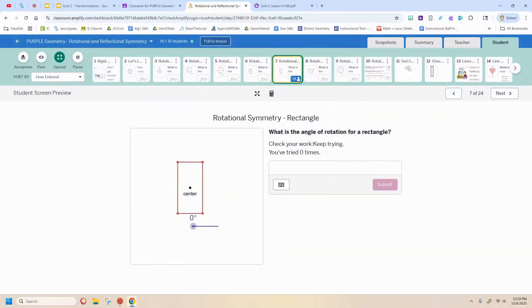Play with the rectangle. It has 4 sides, but does 90 degrees work? No. Does 180 degrees work? Yes. Okay. And then it would just be 180 and 360. Yep. Okay? So be careful. Are you ready for the next one? Are you good?